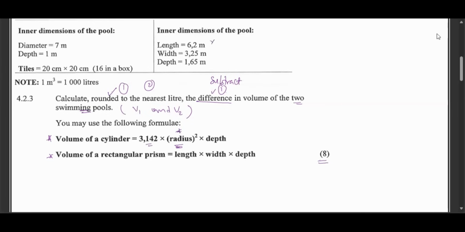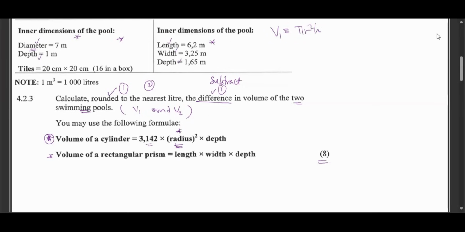Now I come to this swimming pool. Even though you've not given me the diagrams, I can tell this is length, width, and depth. Yet here I have diameter and depth. Definitely this one will need the first formula. Why? It has radius, and radius goes hand in hand with diameter. Okay, I will say my volume of swimming pool 1, I'll call it V1, equals pi r squared h.